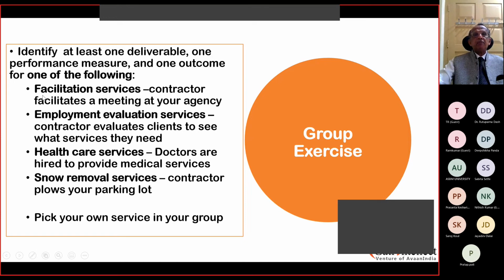Read the sentences. Facilitation services: contractor facilitates meeting at your agency. Are there any deliverables here? Any performance measure or outcome in this one? No. Second one, employment evaluation services: contractor evaluates clients to see what services they need. Anything here? No. Look at the third one, healthcare services: doctors are hired to provide medical services. Anything in this better than the other two? Then look at the last one, snow removal services.